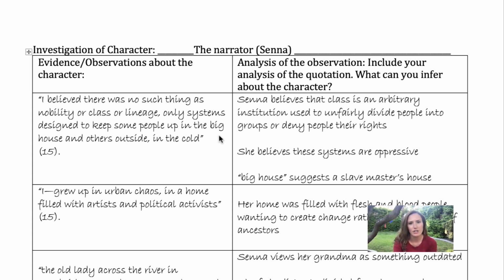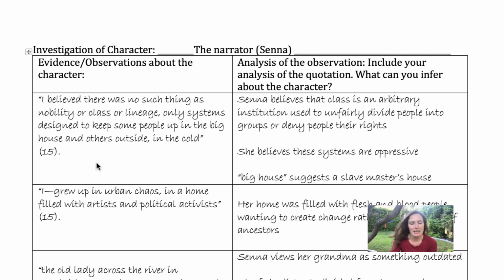And the first character under analysis is the narrator, Senna, right? The writer of the piece, who's writing this first person essay. Then on the other side, we have your analysis of the observation. So we're going to analyze the quotation, and we're going to talk about what inferences we can make about the character based on what the quotation is telling us.